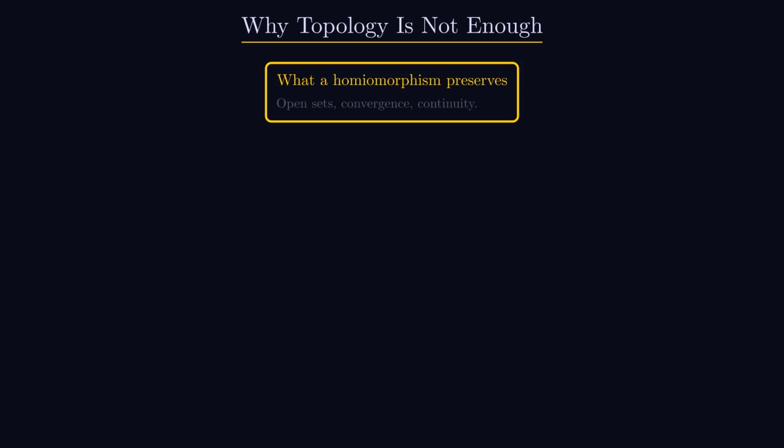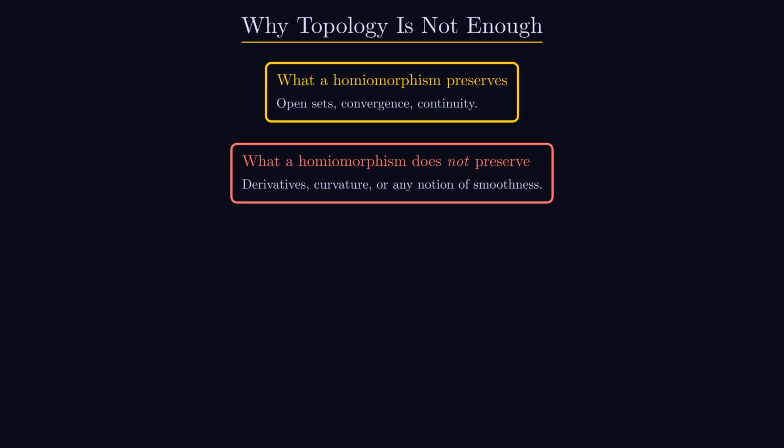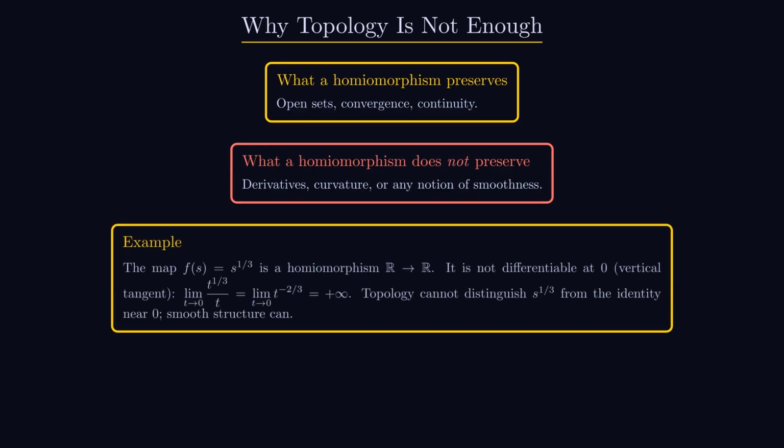A homeomorphism preserves everything that can be stated in terms of open sets: convergence of sequences, continuity of functions, compactness, connectedness. But a homeomorphism does not preserve derivatives, curvature, or smoothness. Two spaces can be topologically identical while having completely different calculus on them. The map f of S equals S to the 1/3 is a homeomorphism from R to R. It is continuous, bijective, and its inverse S cubed is also continuous. But it is not differentiable at 0.